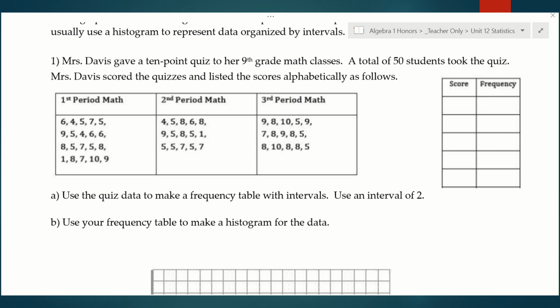What that means is that in our score column we are going to use intervals of 2. Our lowest score is a 1 and our highest score is a 10. So when we do our intervals, we're going to start at 1. Because we're using an interval of 2, I should have 2 scores within each interval. So 1 to 2, then my next interval would be a score of 3 to 4, and then 5 to 6, 7 to 8, and 9 to 10.